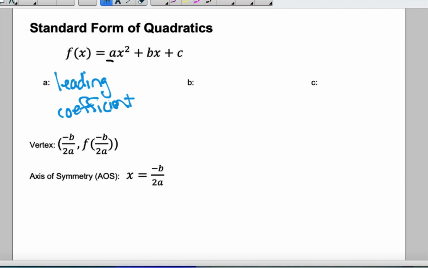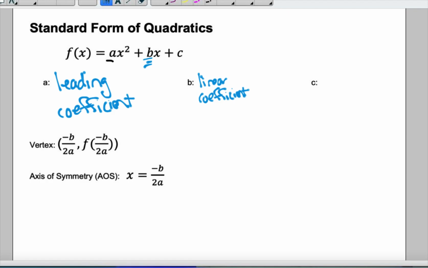Now, b is a new letter. b is technically what we call the linear coefficient. It's not the leading coefficient or the quadratic coefficient. It's the middle number in front of the letter x. So it's not part of the x. It's whatever's in front of the second x that you see.